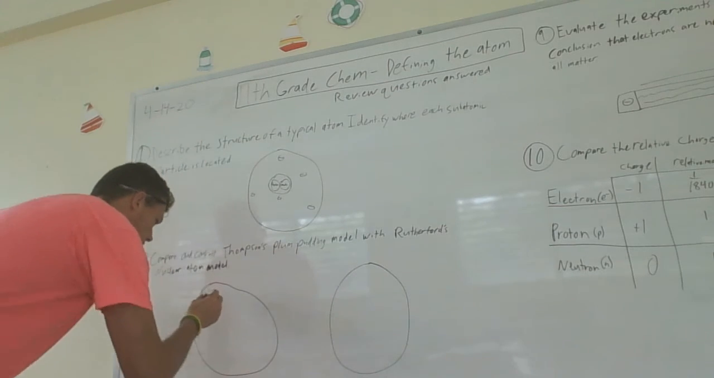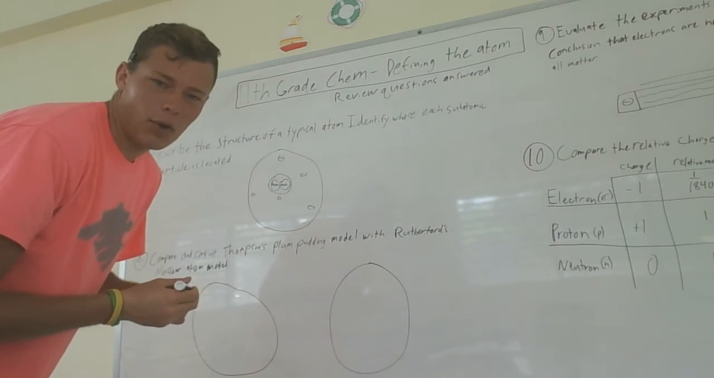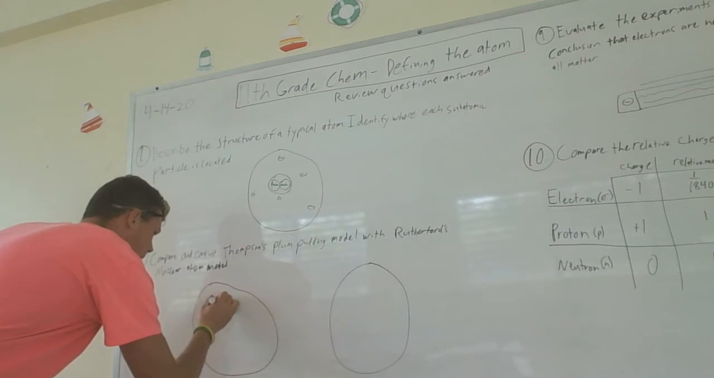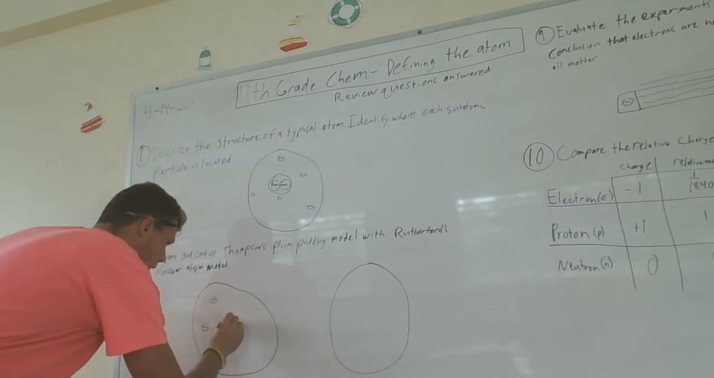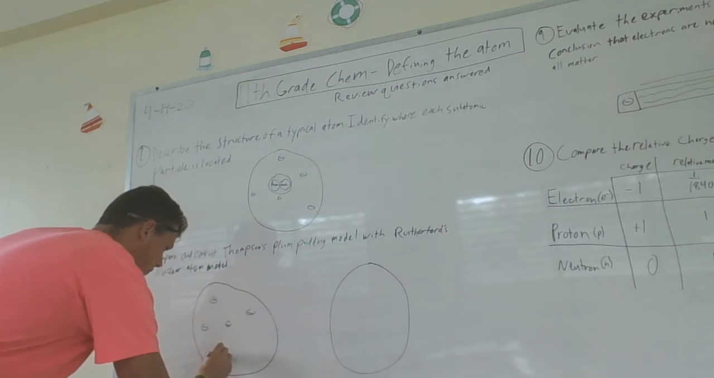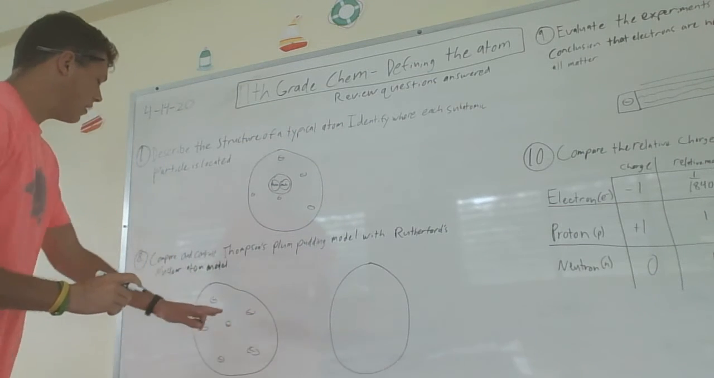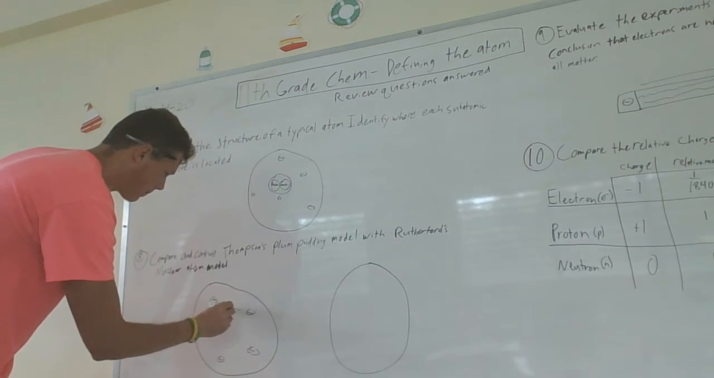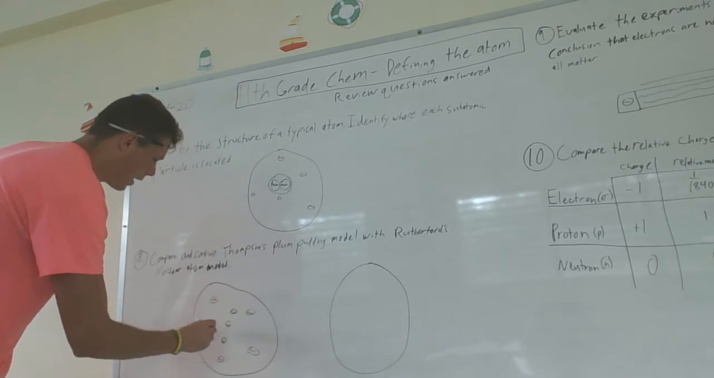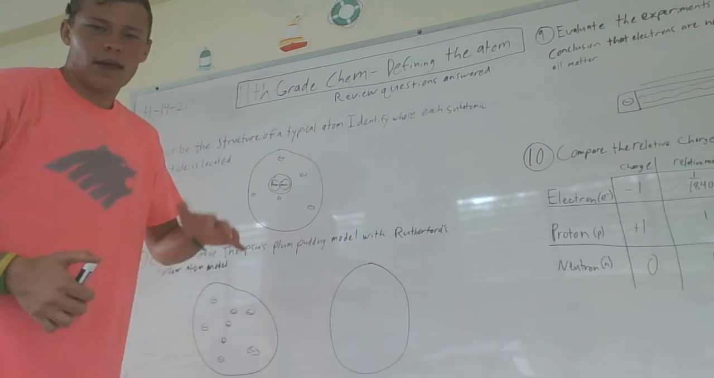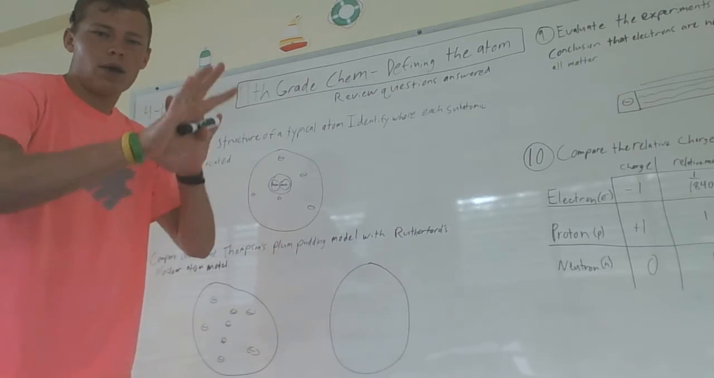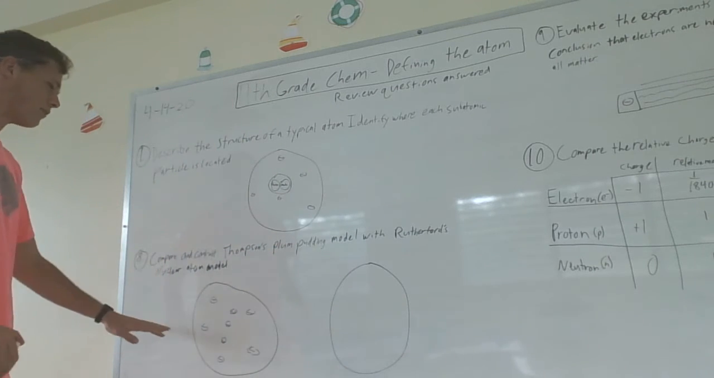Okay? So here's Thomson. Plum pudding, it's like pieces of coconut in Tembleque. Lots of pieces of coconut or plums in the pudding, however you want to call it. But he didn't know there was anything in the center. He just said the atom has lots of electrons and they're all floating around. Okay? That's what Thomson said.